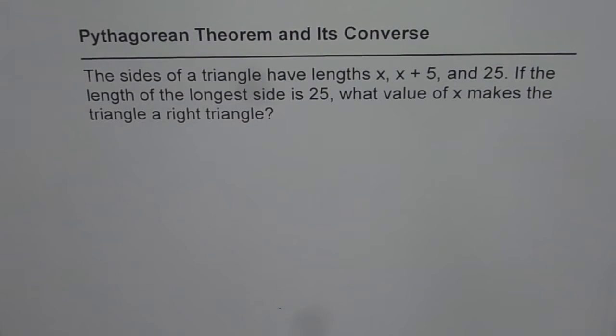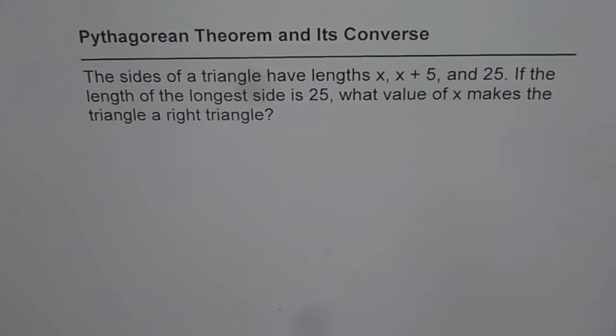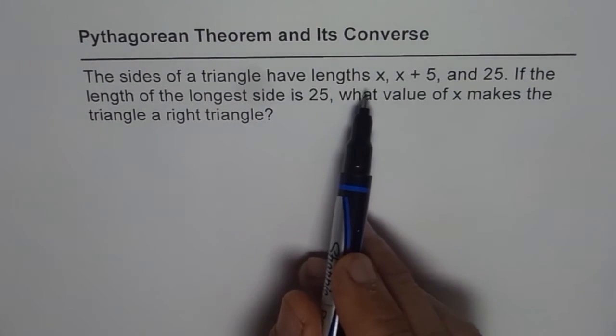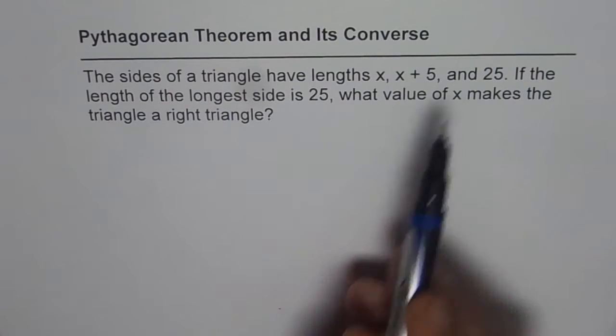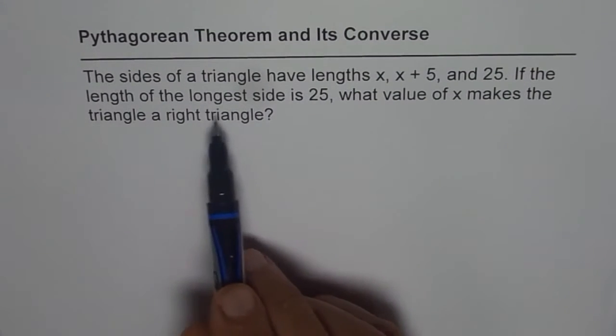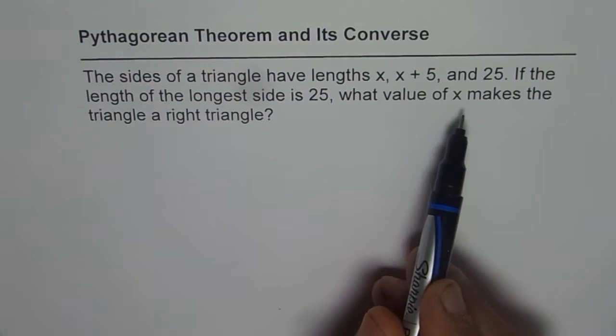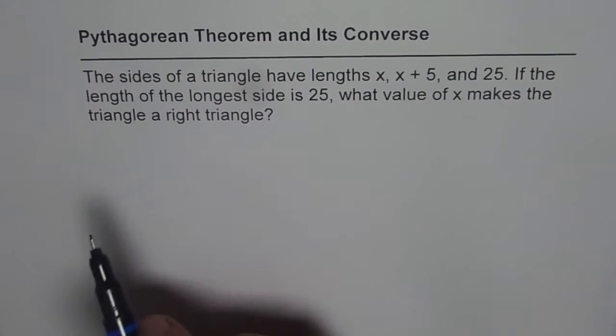I am Anil Kumar sharing with you a test problem on Pythagorean theorem and its converse. The question here is, the sides of a triangle have lengths x, x plus 5 and 25. If the length of the longest side is 25, what value of x makes the triangle a right triangle?